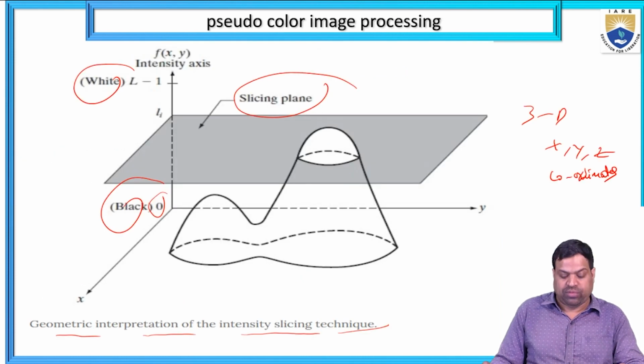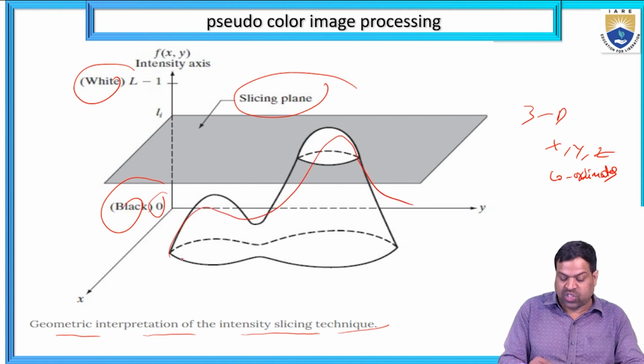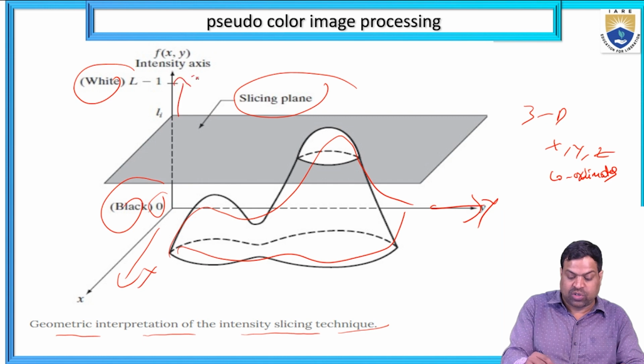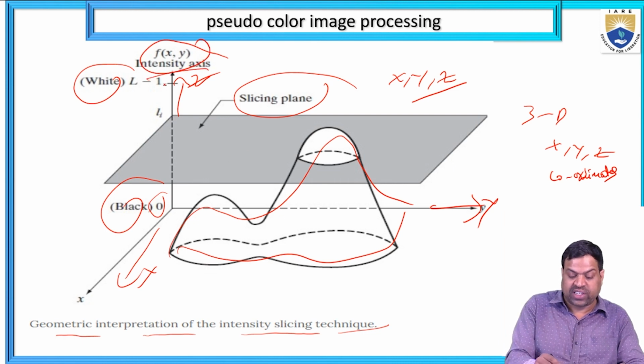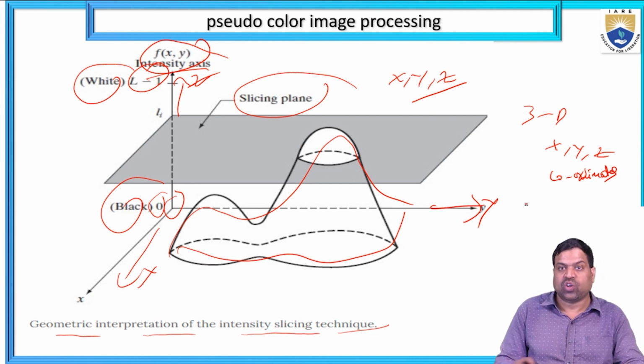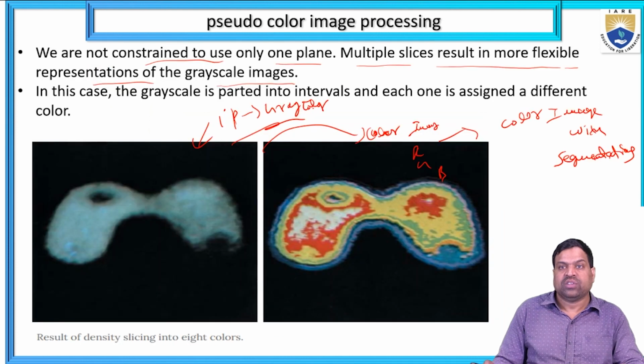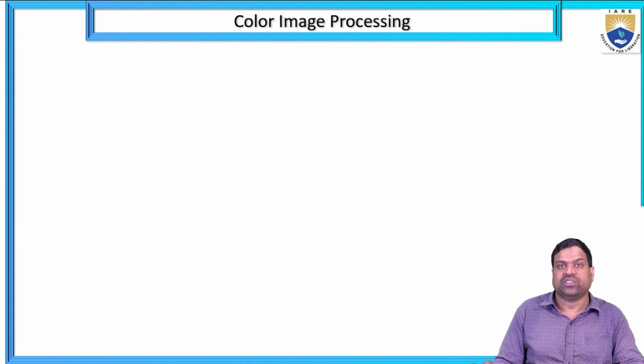It is a block diagram of the geometric interpretation of the intensity slicing technique with one segmentation. It has the x, y, z coordinates. But here f(x, y) is a function with the intensity axis from 0 to L minus 1. Completely white, completely black, or a combination of white and black. So it is a black and white color segmentation with red, green, blue intensities.